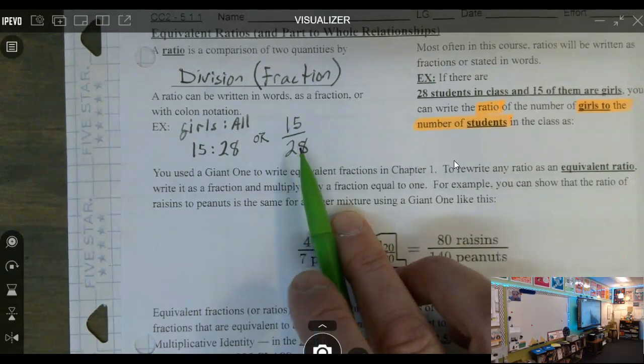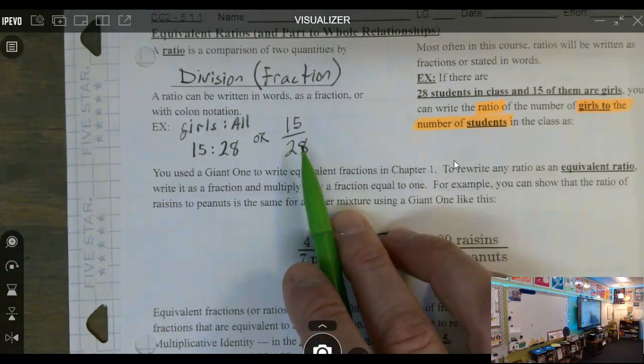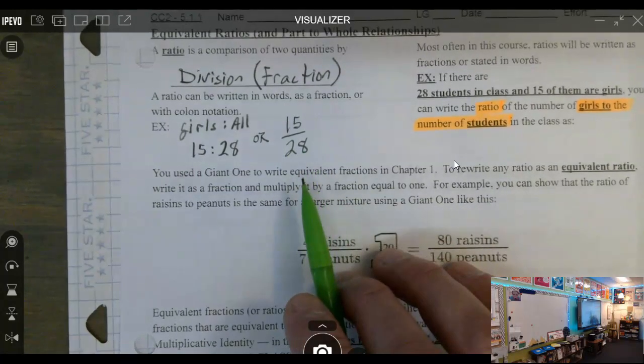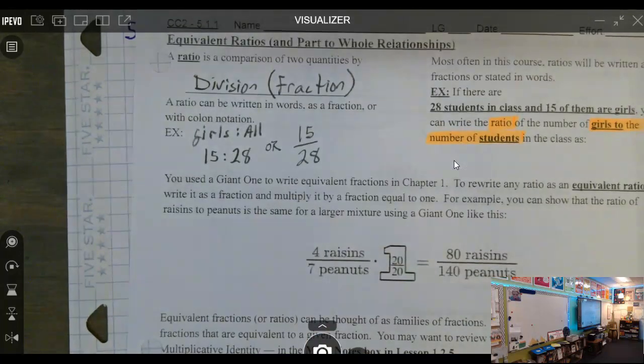And you could also write out the words 15 to 28, but I don't really want to write words. That's not this class. That's for ELA. Right? I didn't say anything. I didn't say anything.